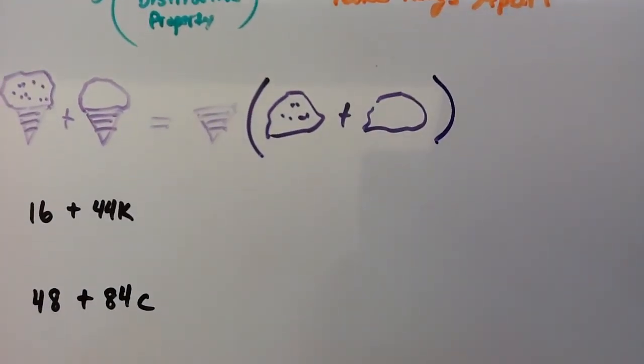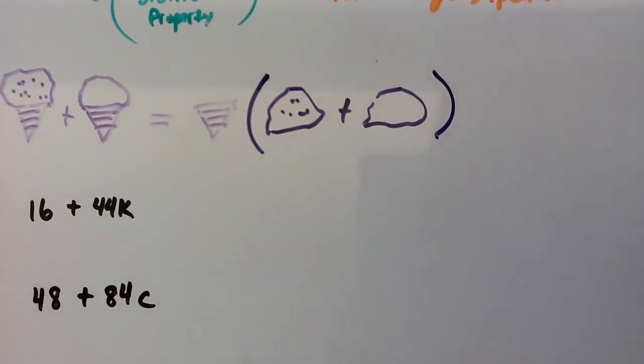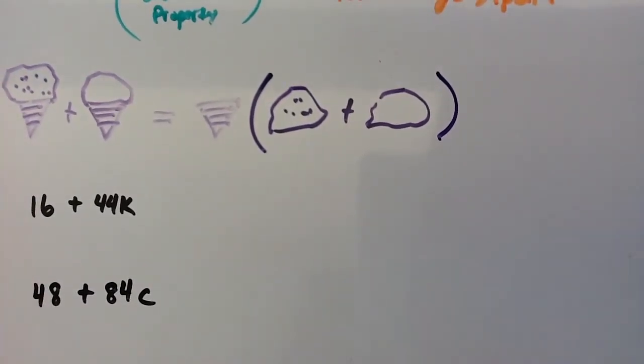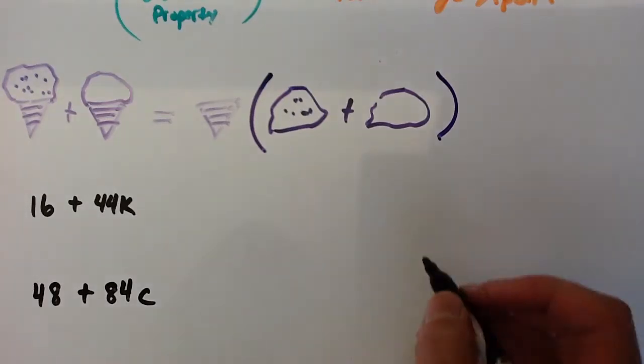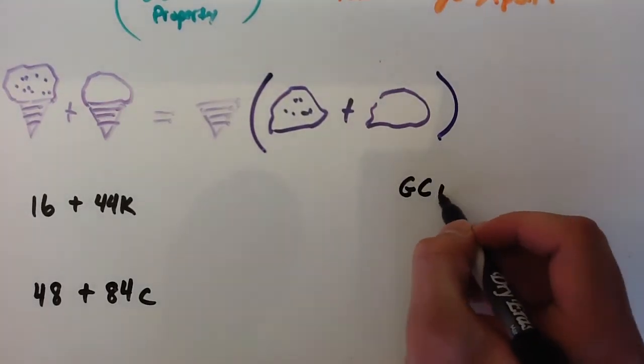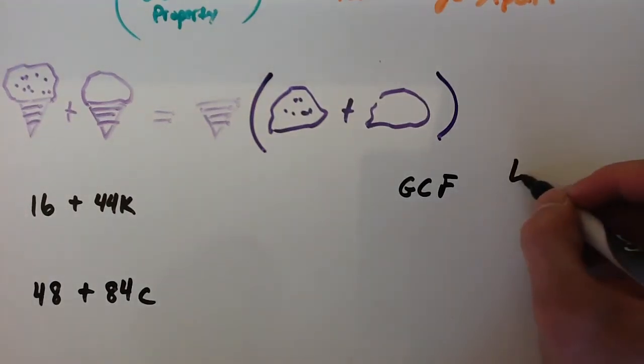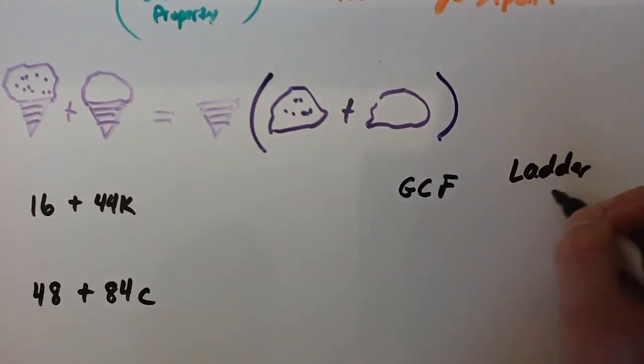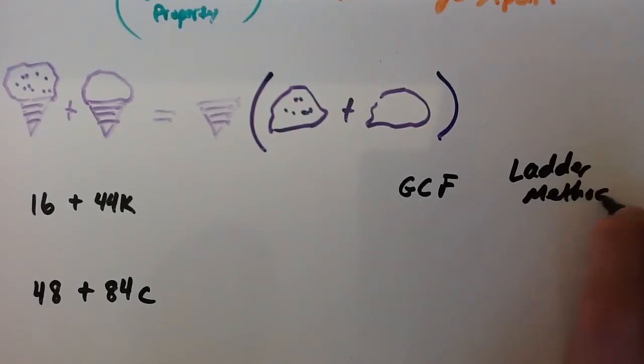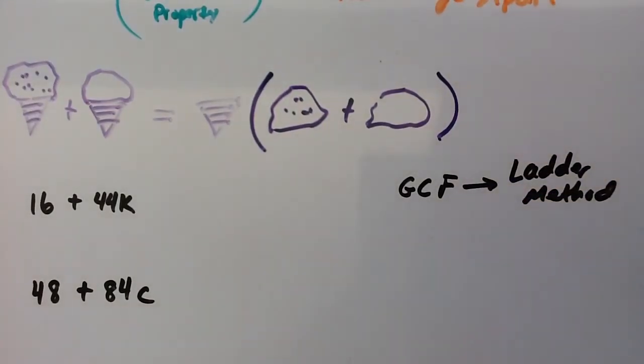The first example here, I have 16 plus 44k, and I want to factor this. So what do they have in common? What is the greatest factor that they have in common? Or I could say, what is the GCF, the greatest common factor between 16 and 44k? Well, if I don't know, I can use what is called the ladder method. Ladder method to figure out the greatest common factor.